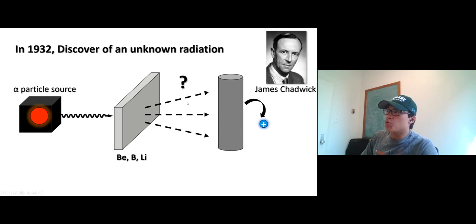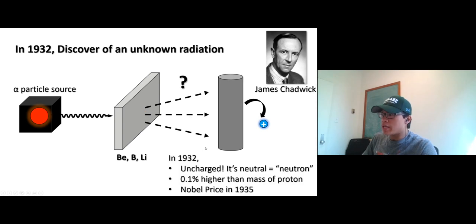With thorough analysis of this unknown radiation, in 1932 he found that this radiation has no charge. It's neutral, so we call it the neutron. The mass of the neutron is only 0.1% higher than the mass of the proton. They're really close in mass, but both are about 1,000 times heavier than the electron. And he got the Nobel Prize in 1935.